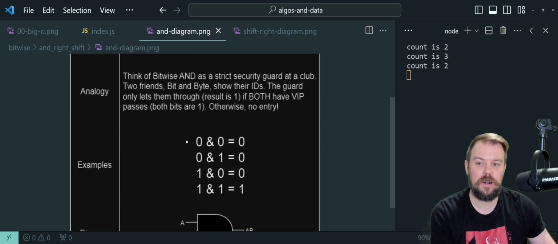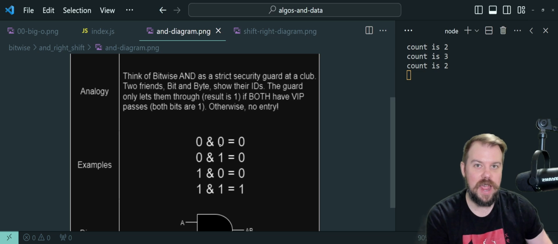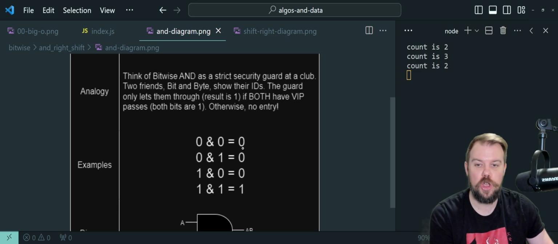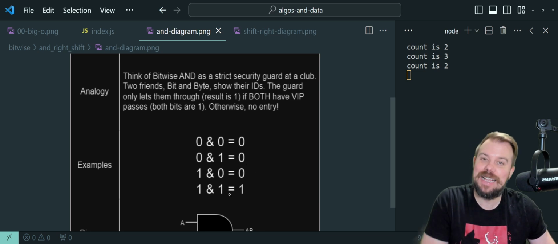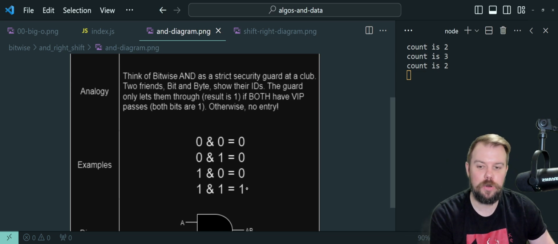The examples here are as follows. Again, if Bit and Byte neither have a pass, then 0. That means no entry. If Bit doesn't have one and Byte has one, so the two friends, 0 and 1, still a no-go. They both have to have one for this to pass. If you reverse the operation, and Bit's like, well, Byte doesn't have one, but I've got one, it still doesn't matter, because one or the other is a 0, aka doesn't have a pass. But if they both have a pass, then they can get in and the guard lets them through, which is our output of 1.